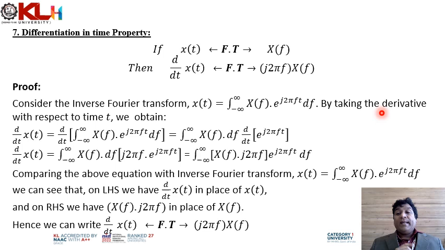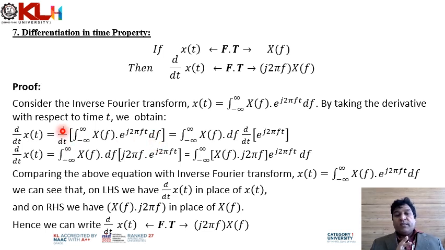Now we are going to take the derivative with respect to time on both sides of this equation. Then we are going to get d by dt of x of t, which will be equal to d by dt of this inverse Fourier transform equation. So we'll get d by dt of this entire inverse Fourier transform equation. Now here the integration is having the variables f and t, but the derivative is with respect to t. So capital X of f will be a constant, and df will be constant.